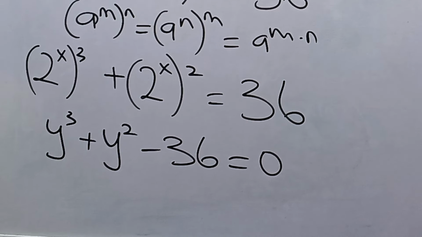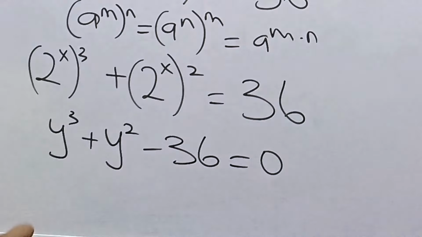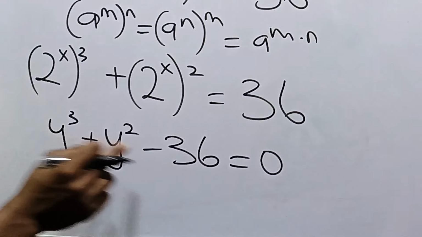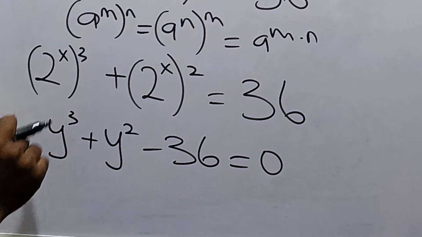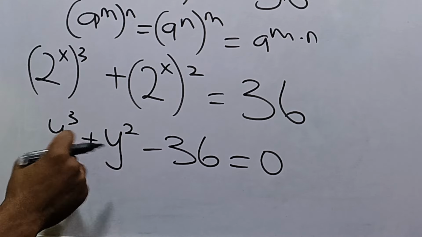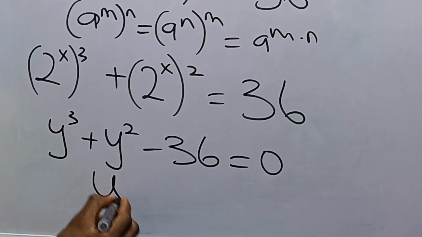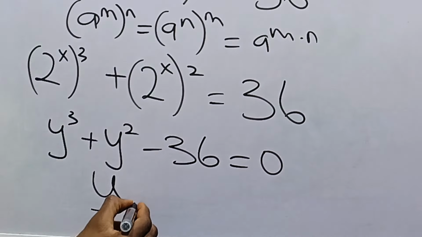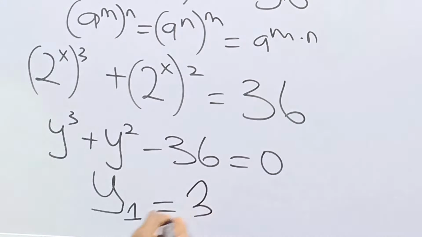Now I have a polynomial to solve. First of all, what we'll do here is to find the first answer for y. Which value are we going to put for y here to give us 36? Let's try. Let's put 3. 3 cubed is 27. 3 squared is 9. 27 plus 9 is 36. 36 minus 36 is 0. So we can conclude that the first value for y, so we call it y1, is equal to 3.